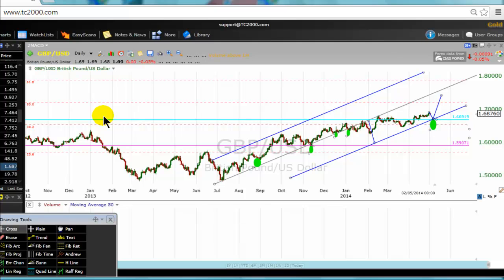So do not forget the short-term equilibrium price level 1.6691, the long-term equilibrium price level 1.5907. The high of 2013, as long as the price is above it, we give priority to bullish signals. Okay, very important. If the price is going up, we want to know where the next resistance levels are: the high of 2009 and the median line of 2008. These are the key resistance levels as the price progresses to the upside.